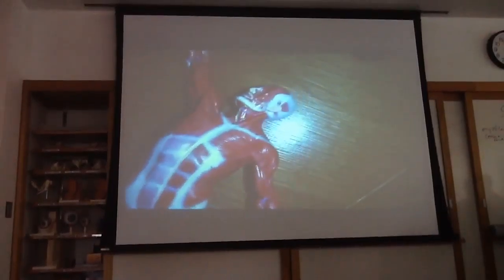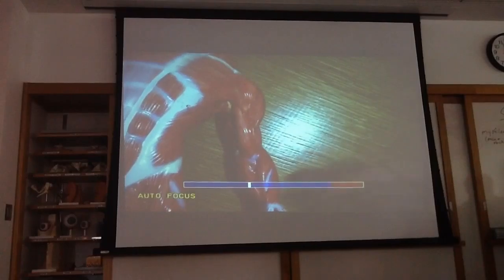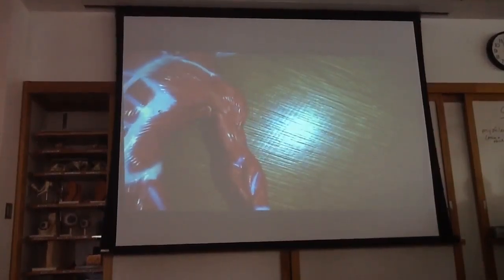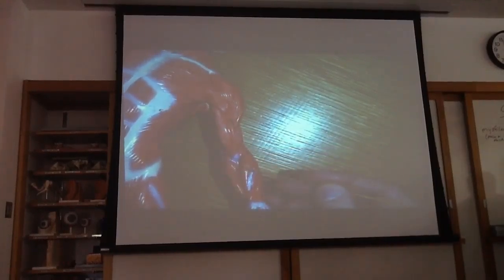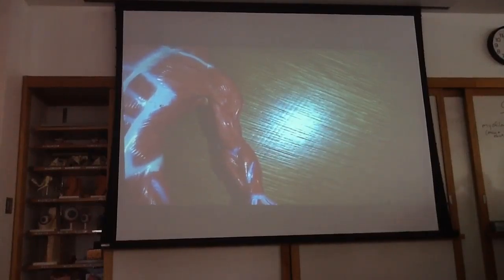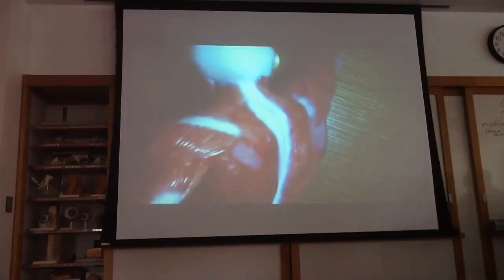Biceps brachii. This is your biceps. Okay, pretty much know that. It's going to originate off of the scapula, then crosses and eventually inserts on the radius, and it's going to cause you to flex your forearm. Triceps brachii. It's on the back.